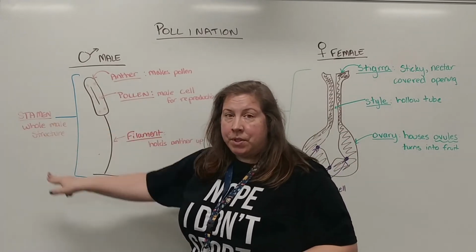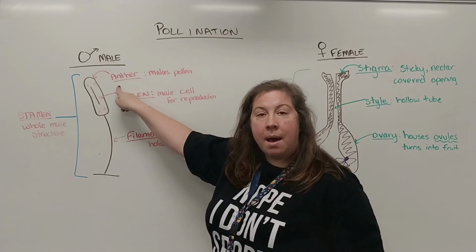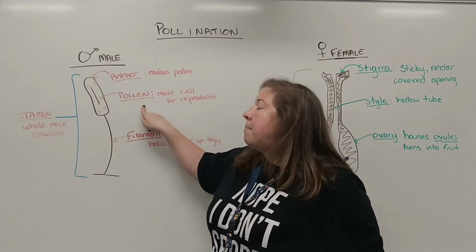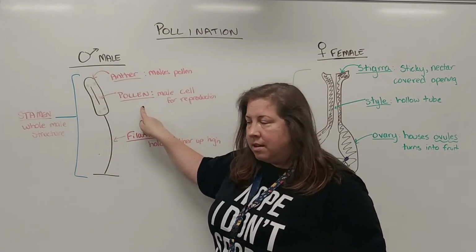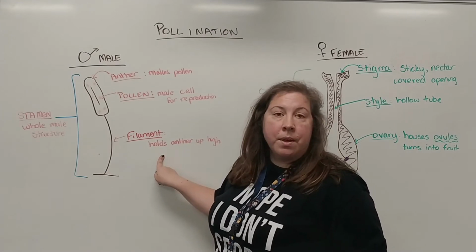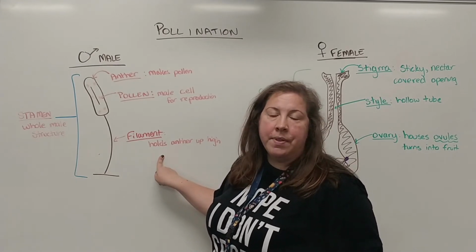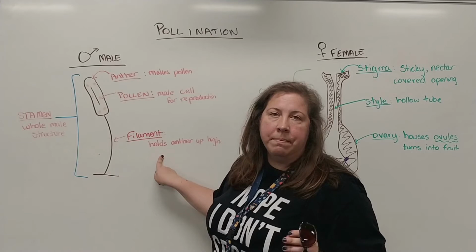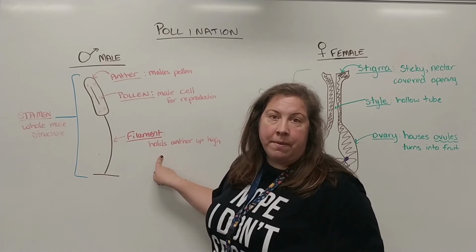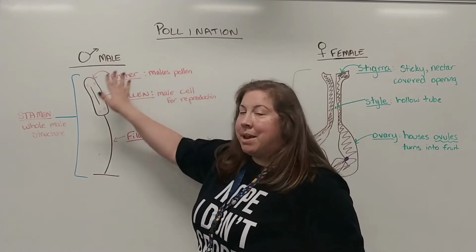Stamen is the whole structure. Anther is the top part that makes pollen. Pollen is the male reproductive cell. And filament holds the whole thing up really high in the hopes that the pollen gets lifted off and carried somewhere else. Male structure.